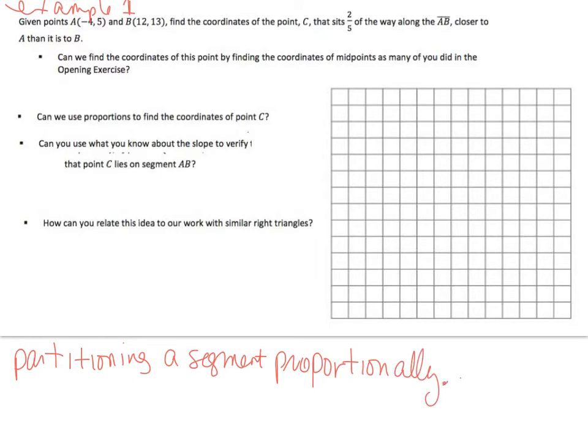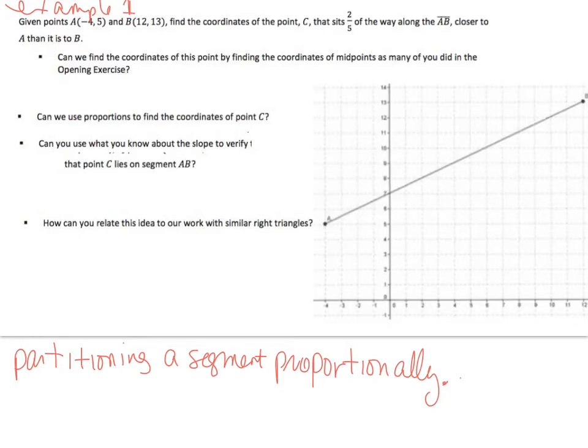Alrighty, let's move on. So given points -4, 5, and 12, 13, find the coordinates of the point C that sits 2/5 of the way along AB, closer to A than it is to B. All right, I just brought over the right picture. So can we find the coordinates of this point by finding the coordinates of midpoints as we did in the opening exercise? The opening exercise worked really well because I was using halves and fourths and eighths and 16ths. I'm breaking it into like 2/5, so 2 on one side, 3 on the other. It doesn't quite work. The opening exercise was great when you are doing powers of a half, so I can use successive midpoints to identify the coordinates of these points. So it's not going to work if the point is 2/5 of the way along the segment. So yeah, we showed you the easy way first, and now we're going with the hard way.